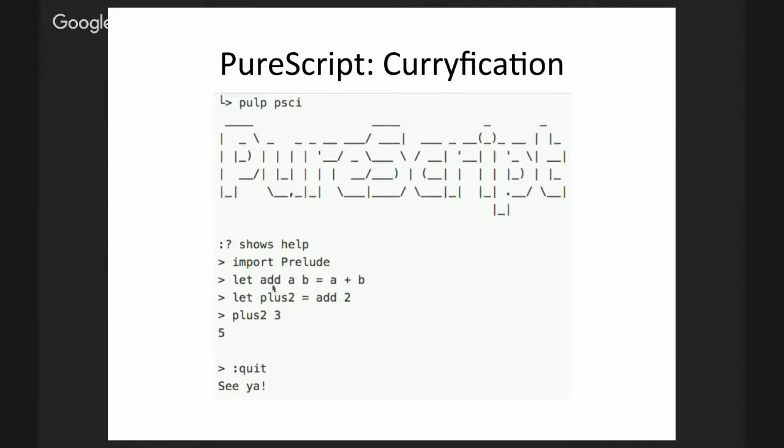For example, here we have the add function, and we want to add 2 to any single number. So we create another function that is called +2. This is the add function with the first parameter fixed. Then we can use +2 to add 2 to 3, and we get 5.